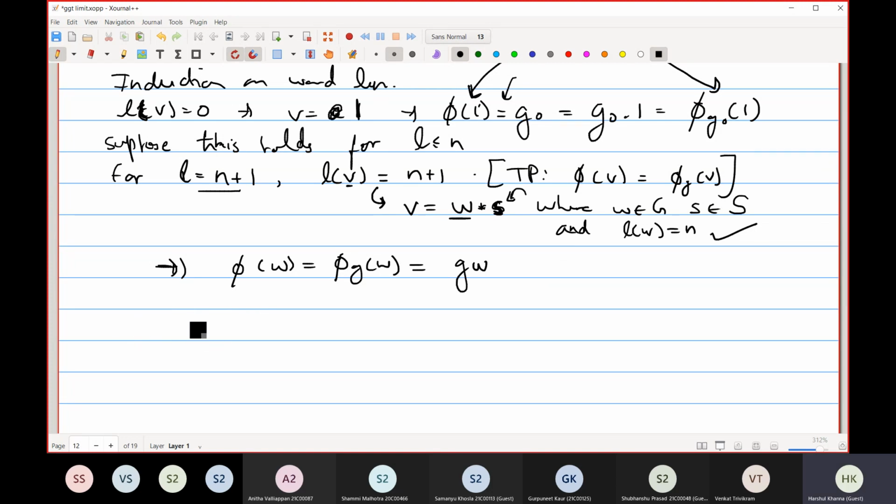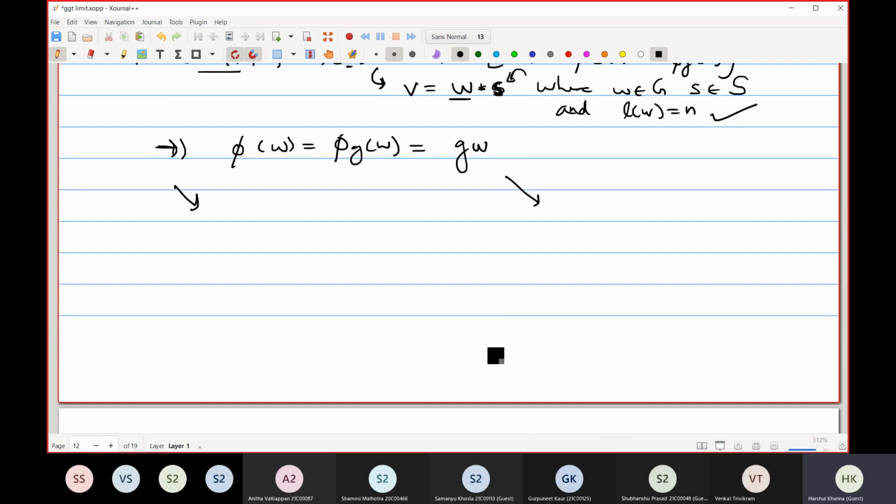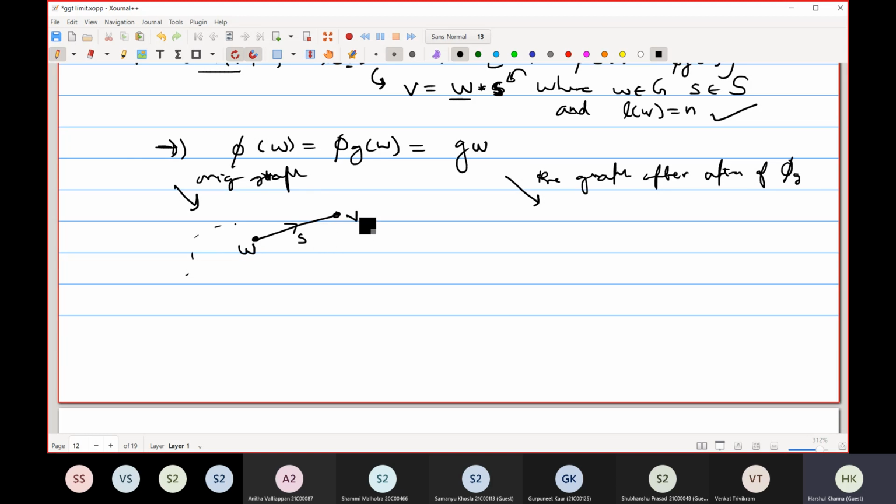Now, the first picture I'll draw is the original graph. I'll scroll down a little bit. Here, this is our original graph, and this is the graph after the action of phi G. First of all, whatever is happening here, you have this W, you have this V, and there is an edge S going here. So that means V is equal to WS.